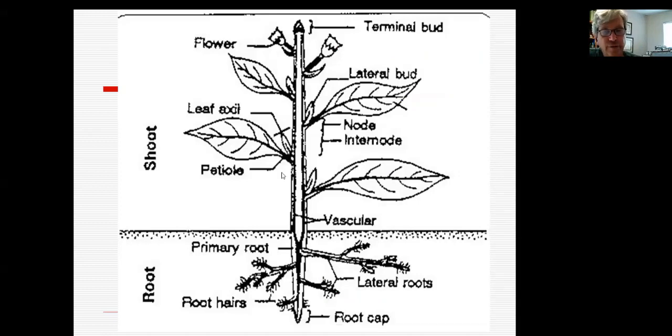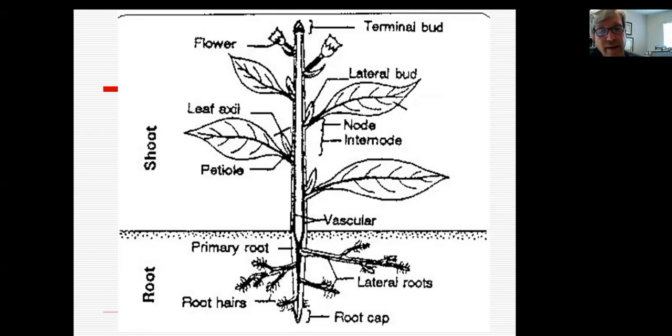Again, these are pictures with some terminology that's out there. And unfortunately, this Zoom stuff covers the tip. But at the top, you'll see a terminal bud. The terminal is the tip. So you may hear that term. I'm just showing this to let you know a few terms that are out there. The flower, of course, we know what that is.